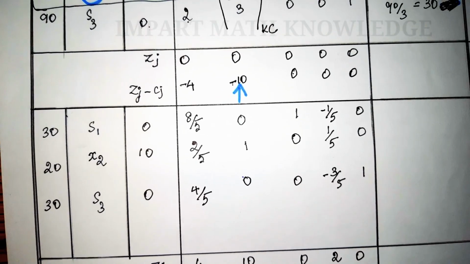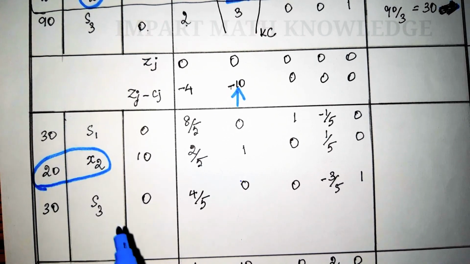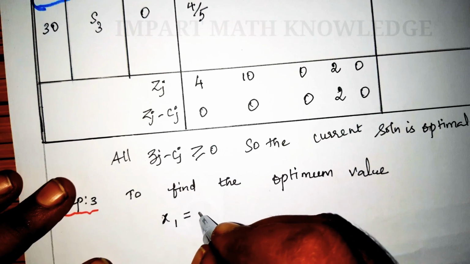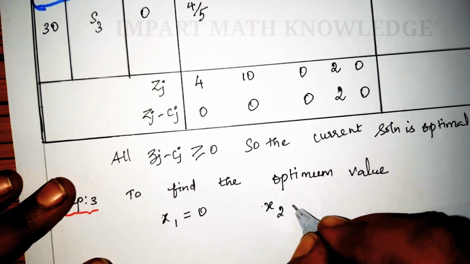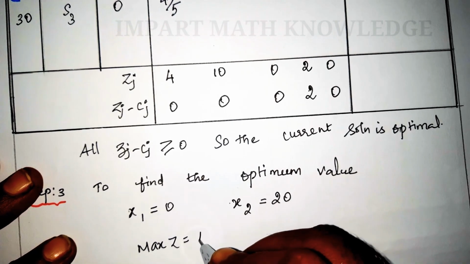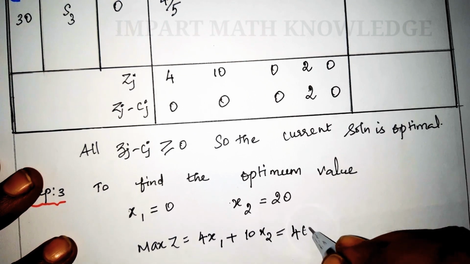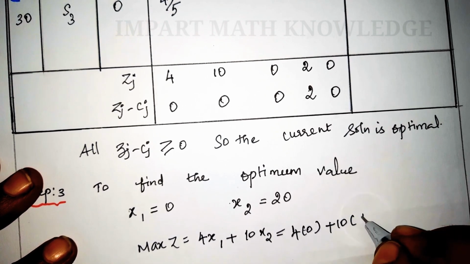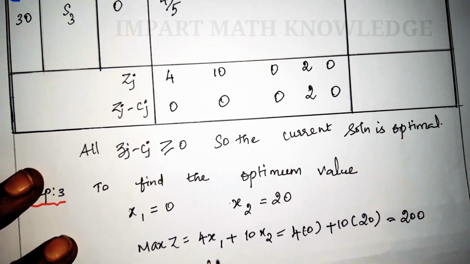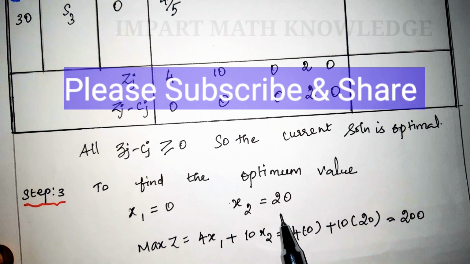Okay. The optimal solution, you can take it from the table and you see this, the x2 is equal to 20. x1 is not given, so you put 0. The optimal solutions are x1 is equal to 0 and x2 is equal to 20. Therefore, max z is equal to 4x1 plus 10x2. That is 4 into 0 plus 10 into 20. So the value is 200. So the optimum value for this problem is x1 is equal to 0 and x2 is equal to 20.